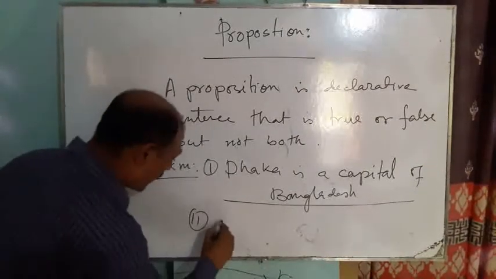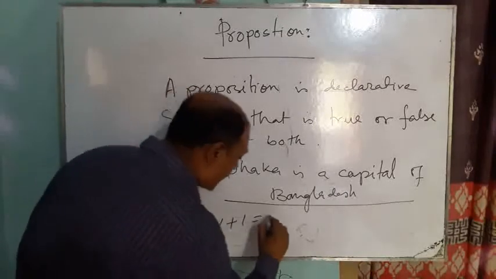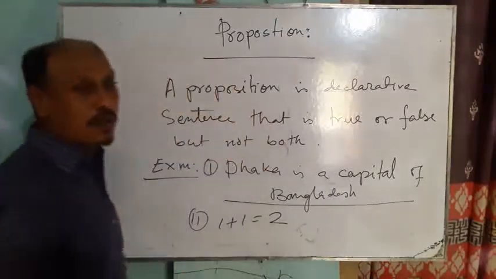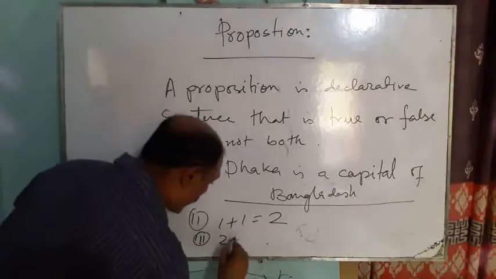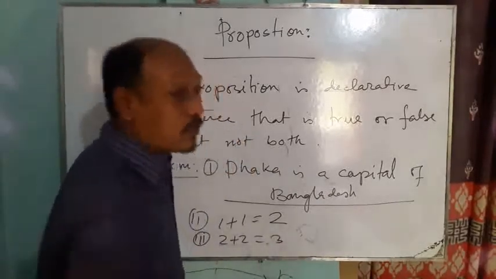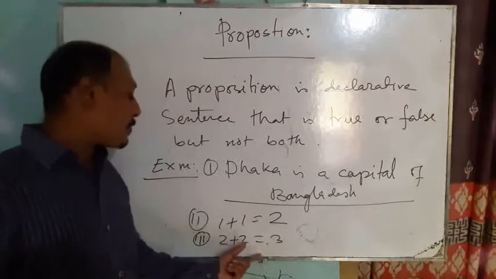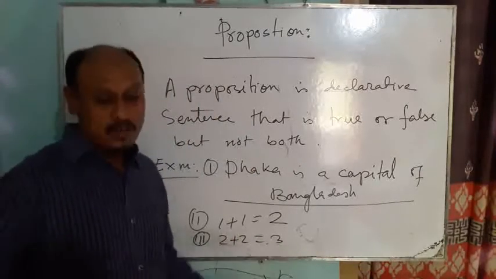Example 2, 1 plus 1 equals 2. This is also a proposition. Number 3, 2 plus 2 equals 3. This is also a proposition, but this proposition is false.